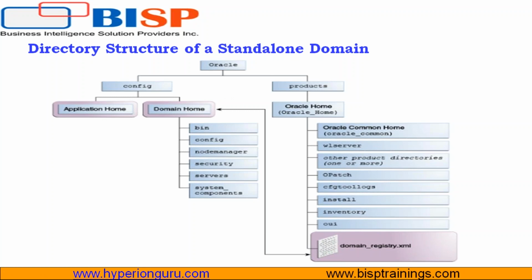So this is the directory structure which is created. And your application home is nothing but whatever deployments you do these days, that goes into application home. So that's been a change. If you have worked in 11g, it's completely different. Even your node manager, your directory structure, it's completely different.